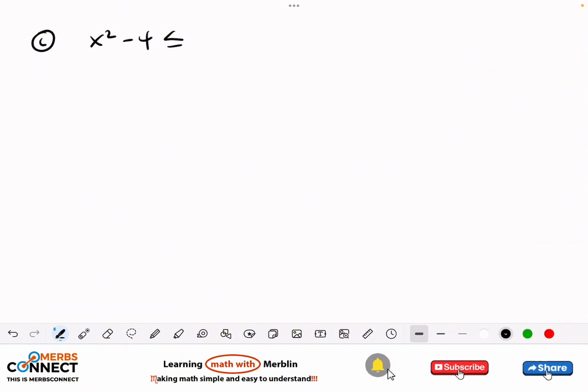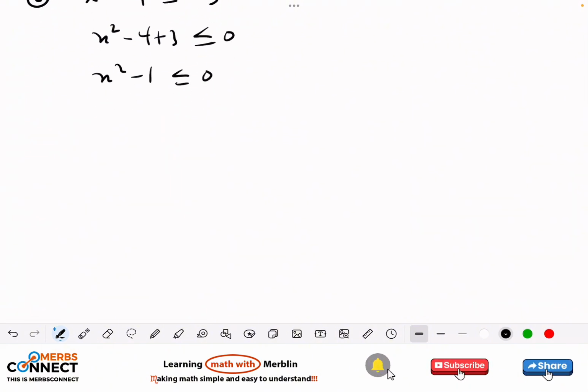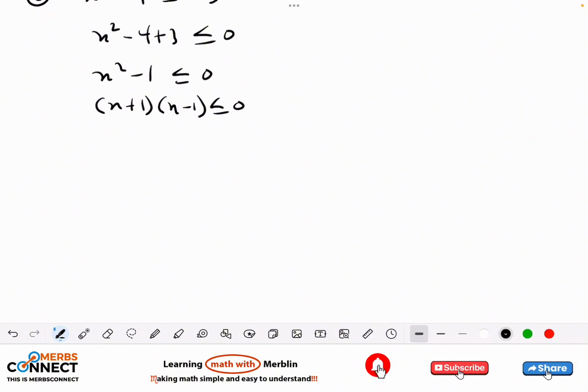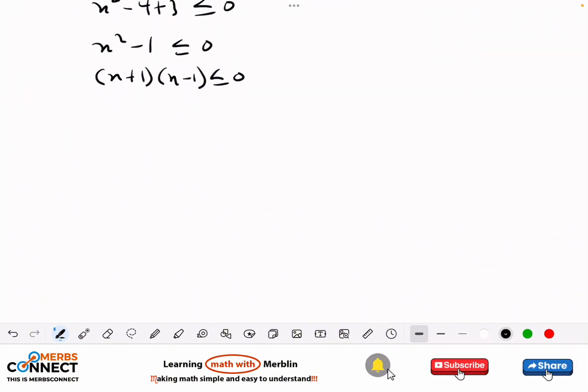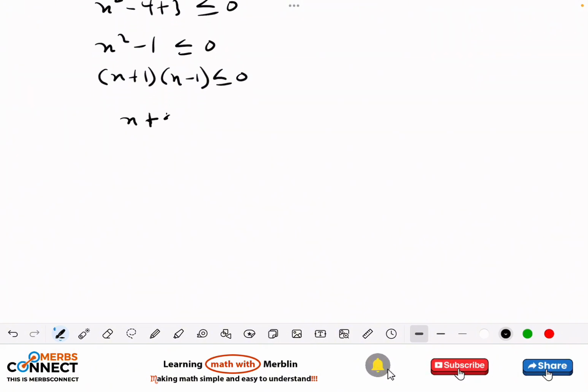I think this one's supposed to be minus 3. So here, since there is no absolute value, I can decide to bring this one here. So x squared minus 4 plus 3 less than or equal to 0. x squared minus 1 is less than or equal to 0. Now this is a difference of two squares. So x plus 1, x minus 1 less than or equal to 0. Then what can I do? x plus 1 is less than or equal to 0, x will be less than or equal to minus 1. x minus 1 is less than or equal to 0, x is less than or equal to 1.